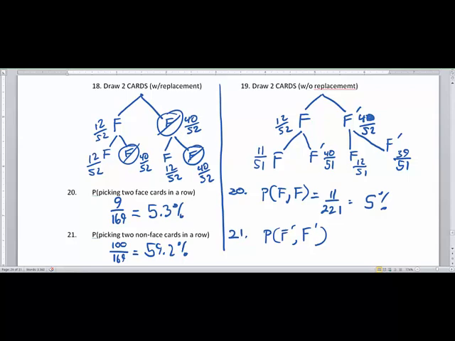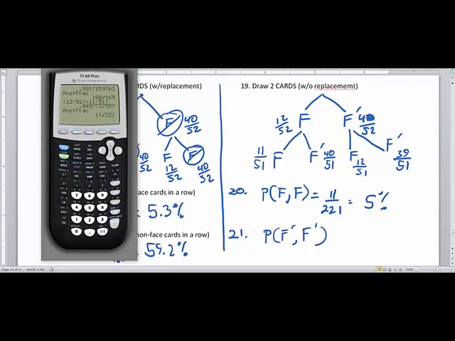So let's check it with the technology. We're going to go second enter, and change our numerators here. The first numerator is a 40 because we had non-face cards, and the second numerator is a 39. So you can see that 58.8% is definitely lower than 59.2%.